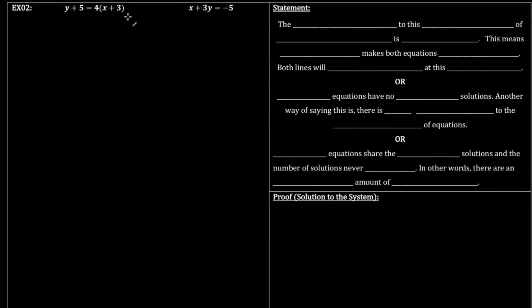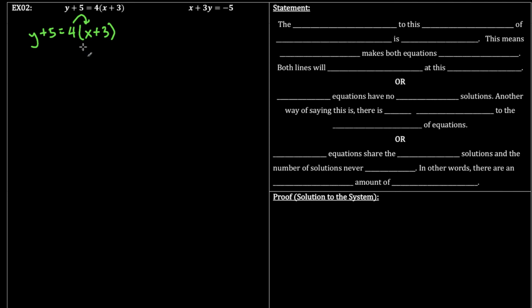On this one, I'm going to start you off, but I assume that you know how to do this. We did this in the other one also. So y plus 5 equals 4 times x plus 3, and x plus 3y equals negative 5. Neither of these are in slope-intercept form; neither of these say y equals. So I'm going to make that first one say y equals. So y plus 5 equals 4 times x plus 3.